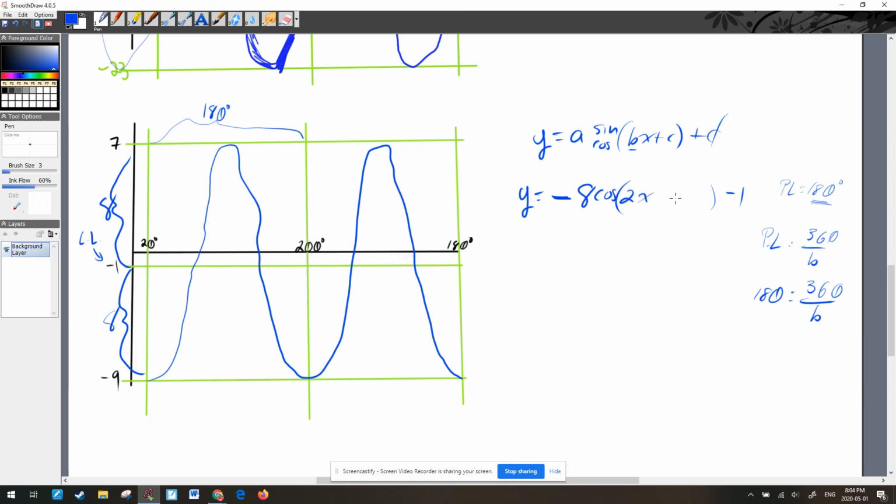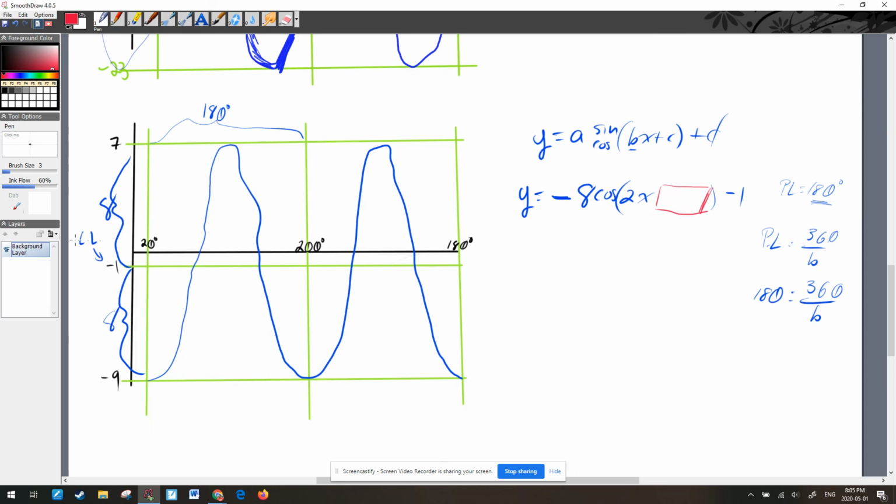Now, this is where it gets really spicy, right? And I'll tell you that even with my grade 12 advanced functions kids, if they're going to make a mistake on this question, and probably at least a third of the class, if not more, would, it's going to be on this piece right here.